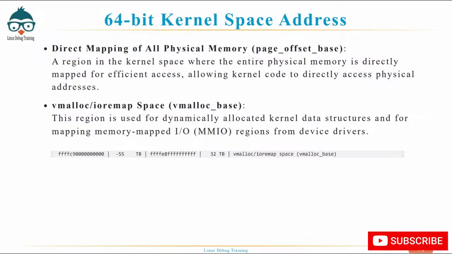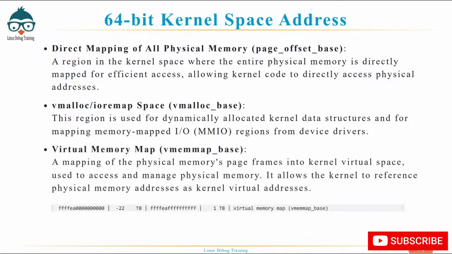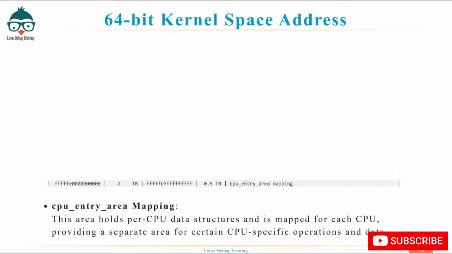The kernel uses the virtual memory map, vmemmap_base, to access and manage physical memory pages, including page tables and other data structures required for virtual to physical address translation and memory allocation. And the CPU entry area mapping allows the kernel to maintain separate data structures and state for each CPU. This is critical for efficient multi-core and multi-processor system management.